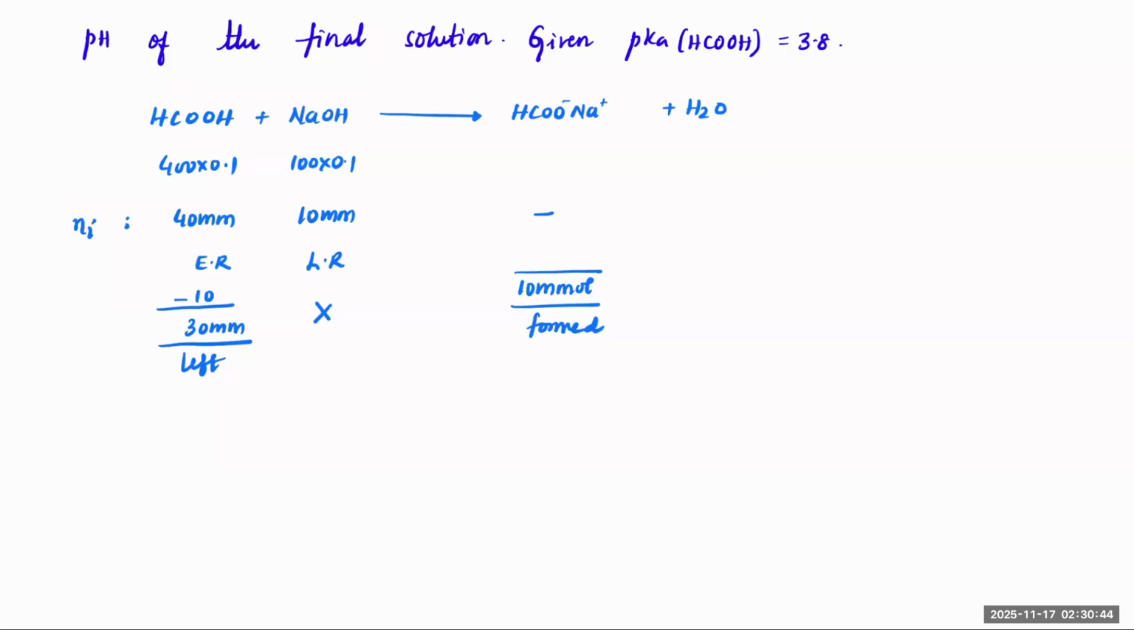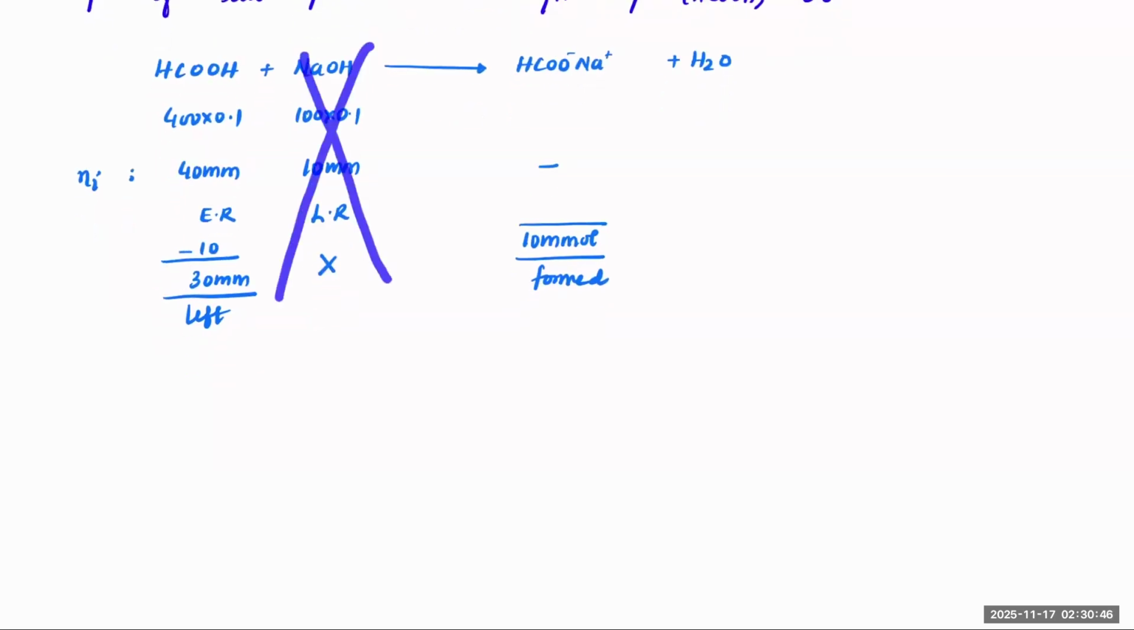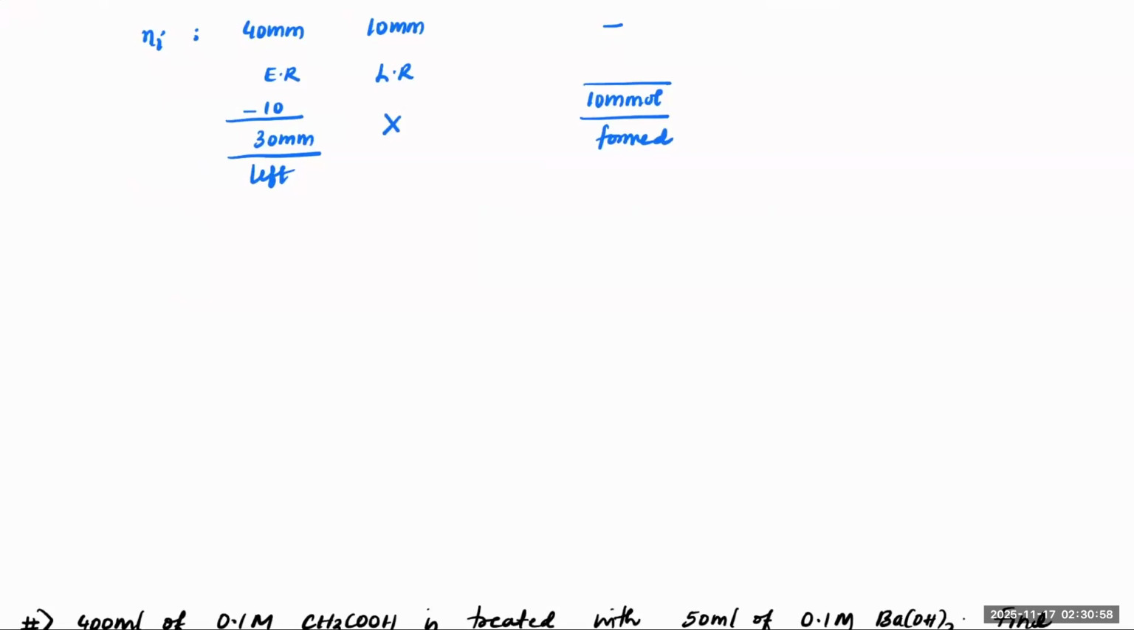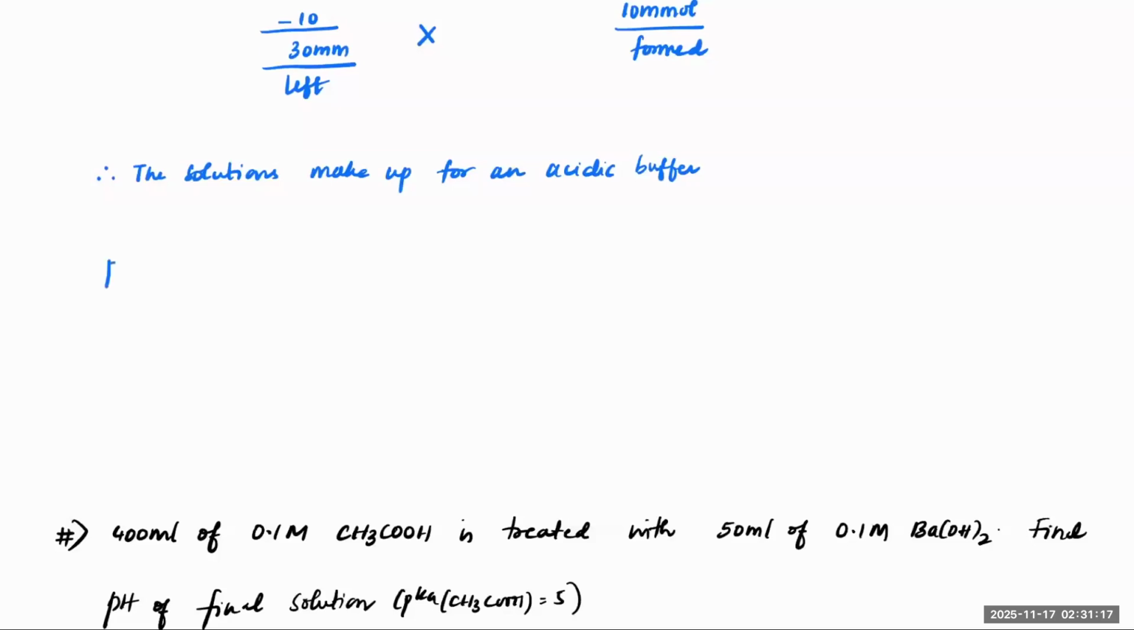Okay. So now in the resultant solution, there is no NaOH. You have a weak acid and you have its conjugate base salt. Isn't this what we call a buffer? Correct. So it is an acidic buffer. Therefore, the solution makes up an acidic buffer. Since it is an acidic buffer, you have to calculate the pH value.